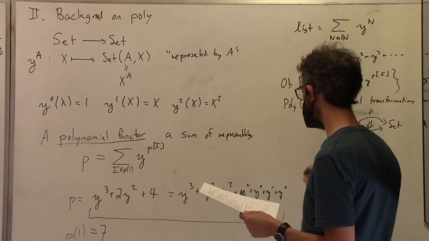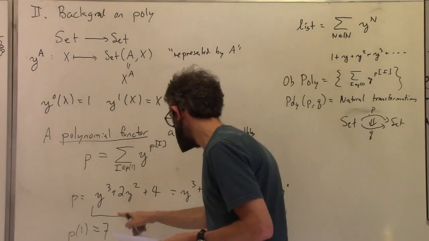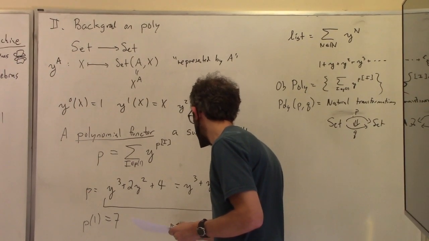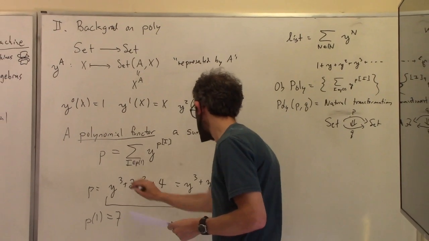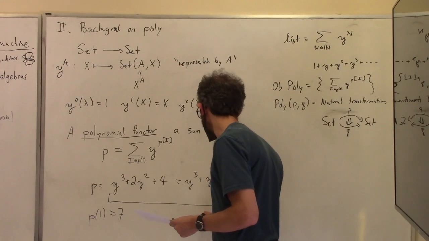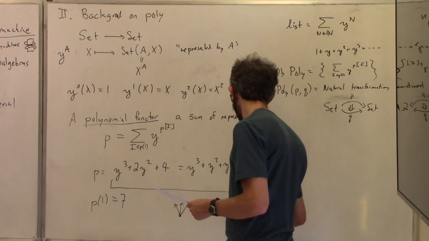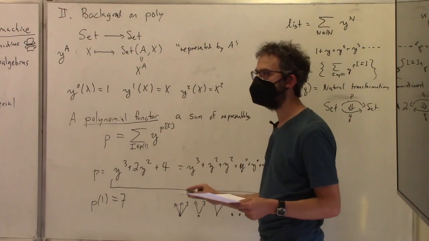And one thing I want to be able to do is draw pictures. So this thing here, this P, I might draw like this. P has a little corolla with 3 things. It has 2 corollas with 2 things. And it has 4 corollas with 0 things. And that's another way of writing P.